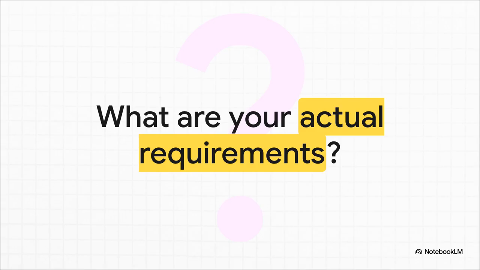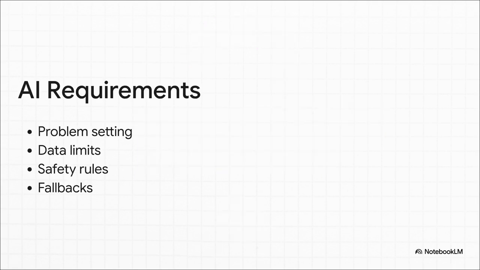Moving to Chapter 2, what are your actual requirements? It's time to define your real AI constraints. Before writing code, you must define data limits, set strict safety rules, and figure out how manual fallbacks work.